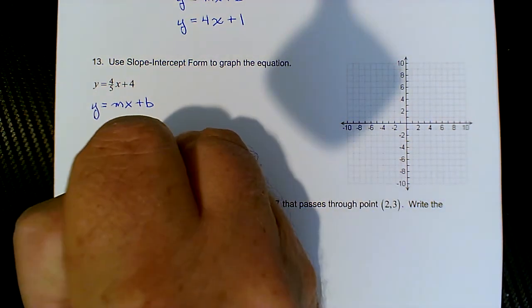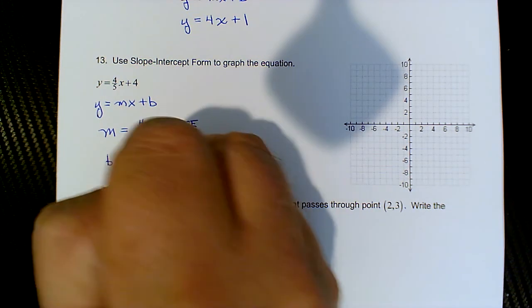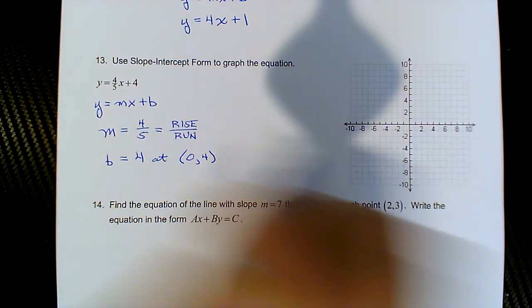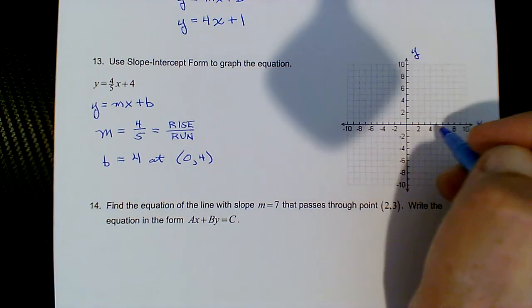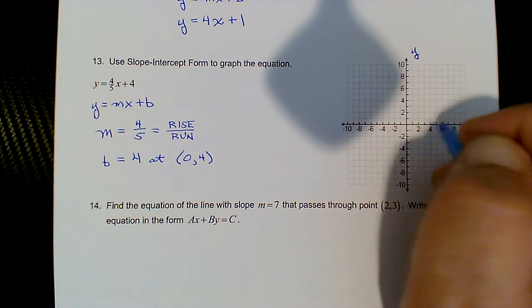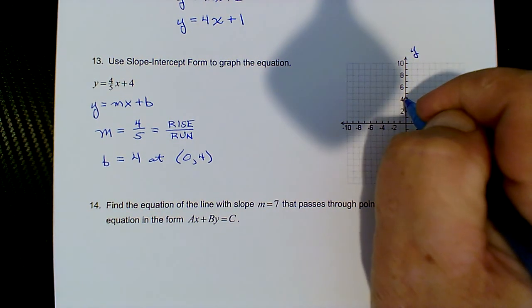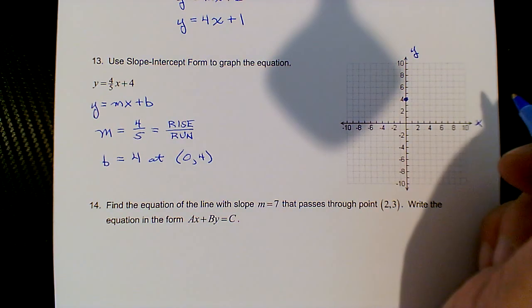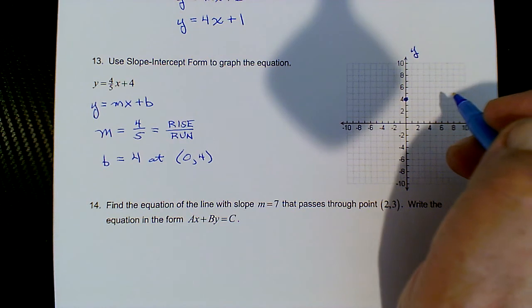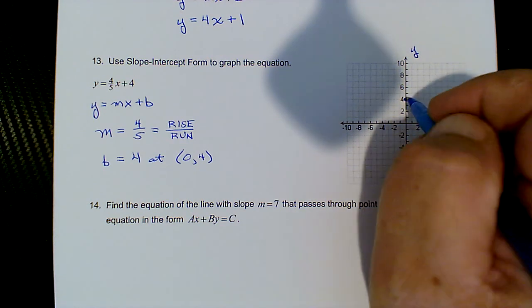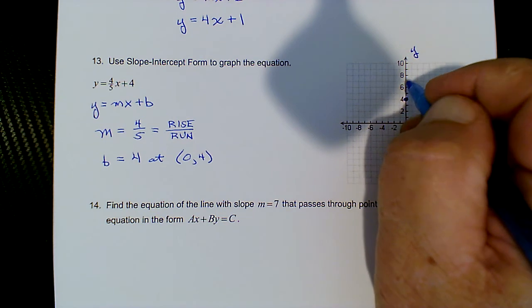So to graph the equation, first we can label the axes and plot the y-intercept b, which is x is 0, y is 4, so we're right here. And then from that point, use the concept of the slope equal to rise over run to obtain a point. So from that point, we're going to rise 4, so 1, 2, 3, 4, and run 5. So 1, 2, 3, 4, and 5. And so it looks like we're right there.